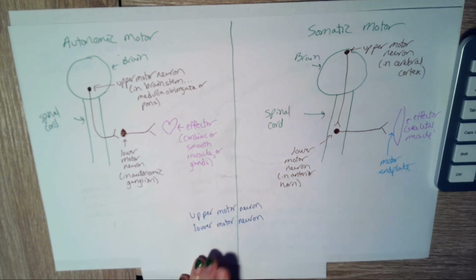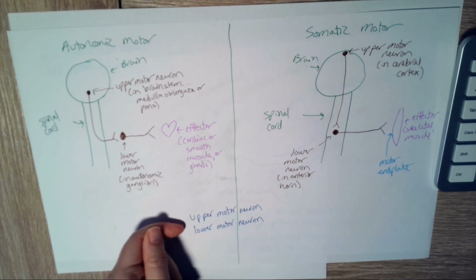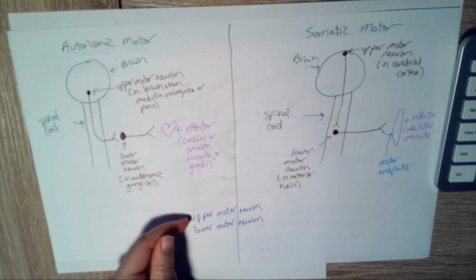And for once in anatomy and physiology, these things mean exactly what they sound like. This one's on top, this one's on the bottom. So this will be in your brain, most likely. Occasionally it can be deeper in the spinal cord, but mostly it's in the brain. The lower motor neuron is going to be either in the spinal cord or outside of the spinal cord, but in the body, depending on which system we're talking about.